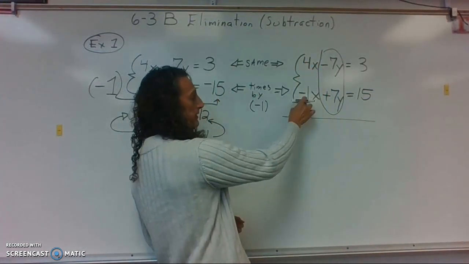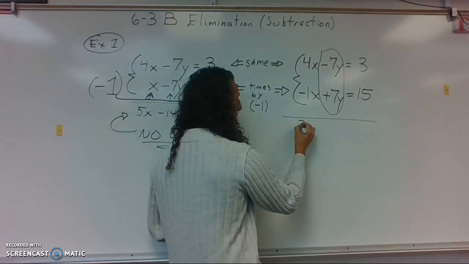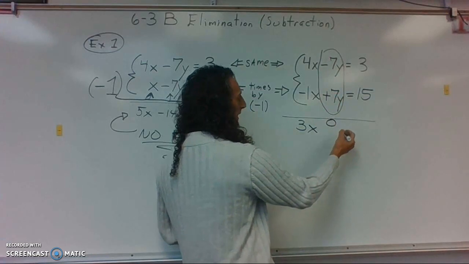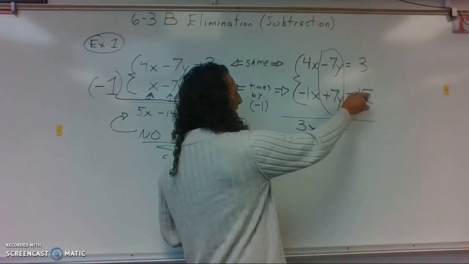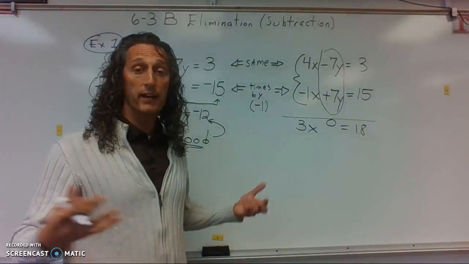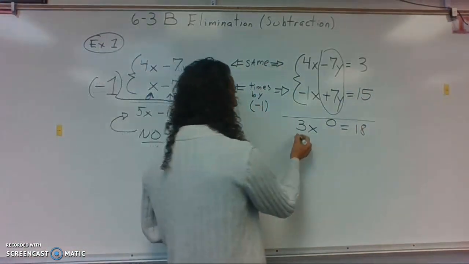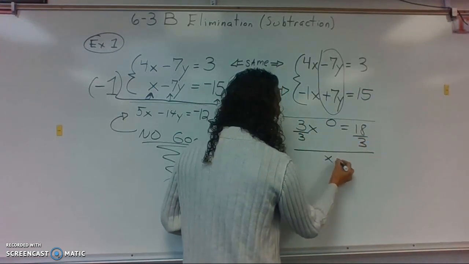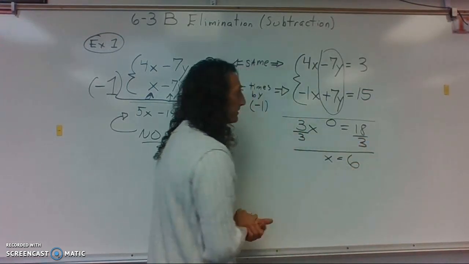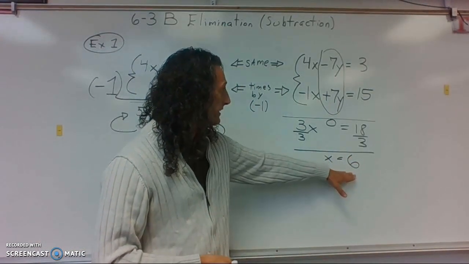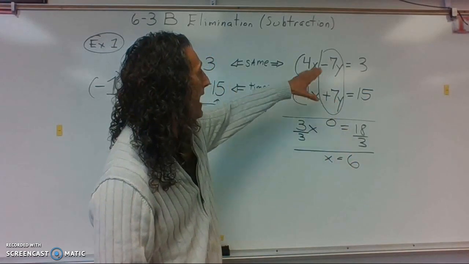So we have 4 plus negative 1 is 3x. These make 0. You don't have to show that. And then this time we got 3 plus 15. We get 18. And then we just have a simple one-step equation. Divide by the 3. Divide by the 3. X equals 6.